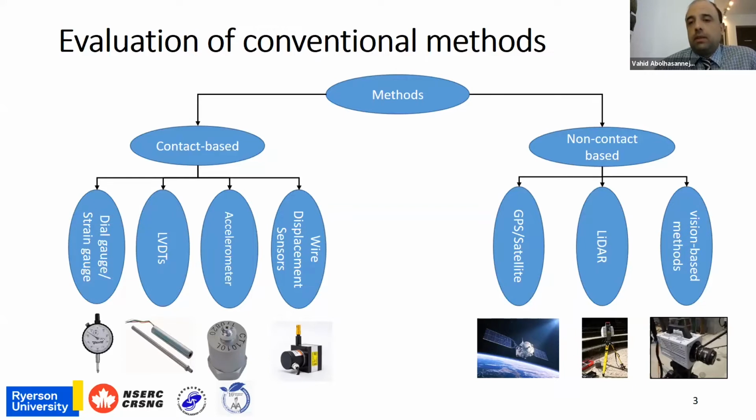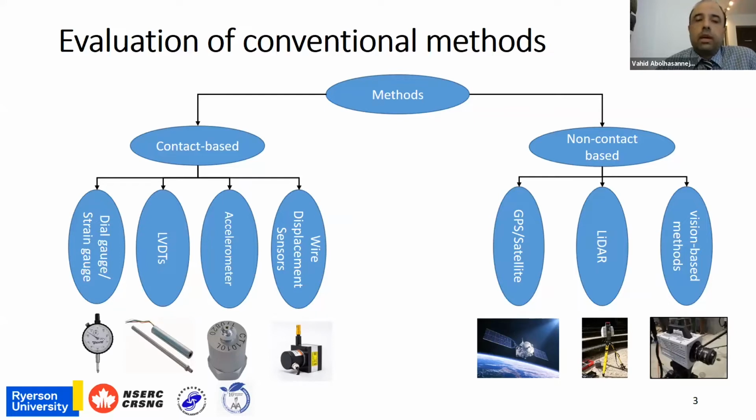But the vision-based method is accurate like LiDAR, and its advantage is that it is less expensive and it can detect the object from close distances. It is also accurate enough, and the installation time is efficient. It takes less time to install the experiment. So generally, the non-contact-based methods are more optimal than the contact-based methods.